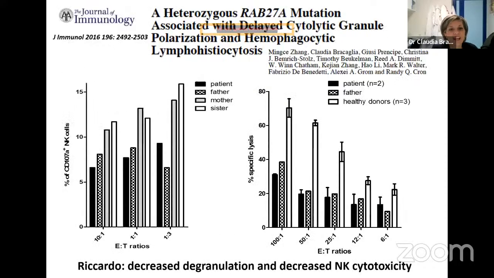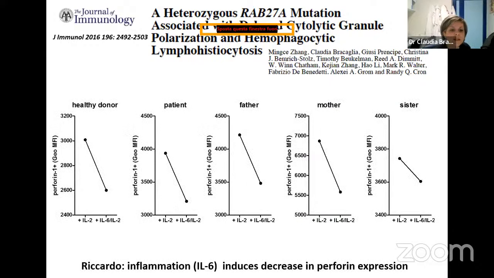So we put this patient together with another patient with the same variants, followed by Dr. Randy Gron, and he went in the lab to study the cytotoxic activity, the functional tests, in both patients. And in our patient, we found a decreased degranulation, decreased NK cytotoxicity. And this was demonstrated by the presence of inflammation that induced decrease in perforin expression. So the presence of IL-6 with the cells of the patient demonstrated a decrease in perforin expression.